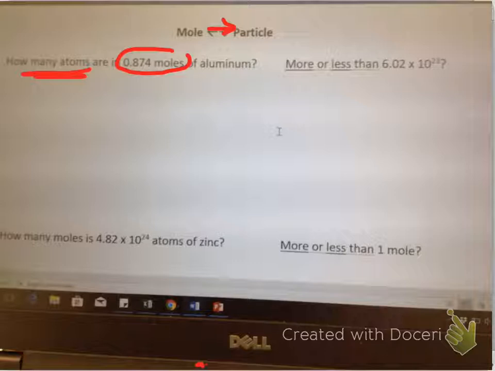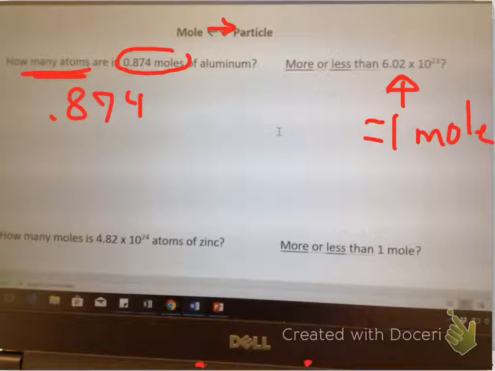So the first question you should ask yourself is, do we have more or less atoms than 6.02 times 10 to the 23rd? Now we know that 6.02 times 10 to the 23rd is equal to 1 mole. Okay, that's Avogadro's number. We have 0.874 moles. So 0.874 is less than 1. So since 0.874 is less than 1 mole, we would have less than 6.02 times 10 to the 23rd atoms.